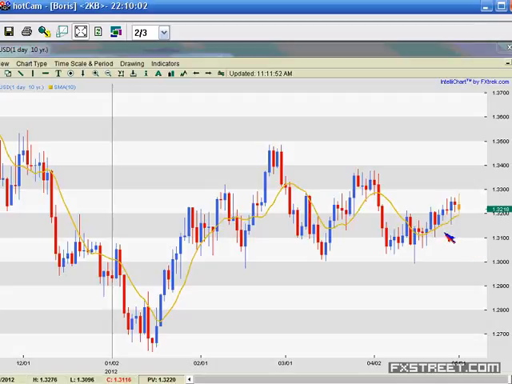Now, you could make a very interesting point, and a lot of people like to say, if the price is extended off the 10-period SMA and you get a short signal, wouldn't that be a good way to trade back down to the SMA? That's called a reversion to the mean trade.